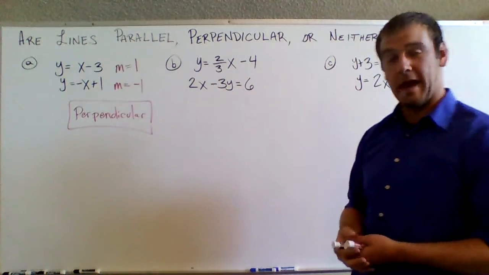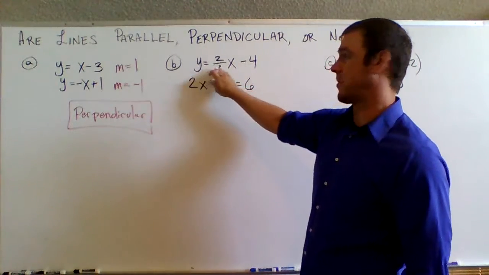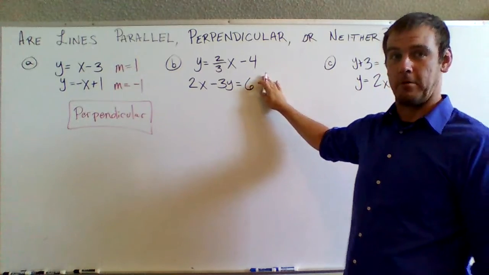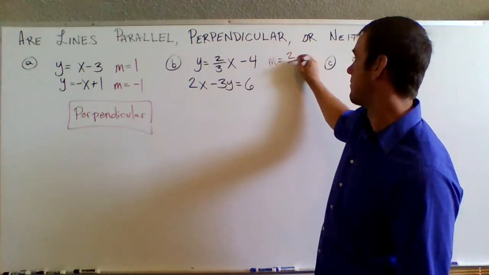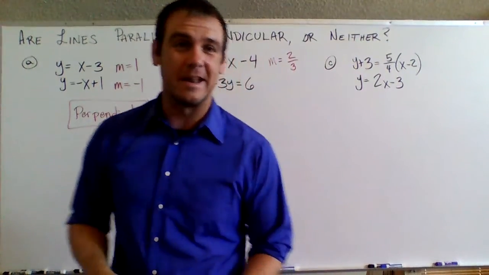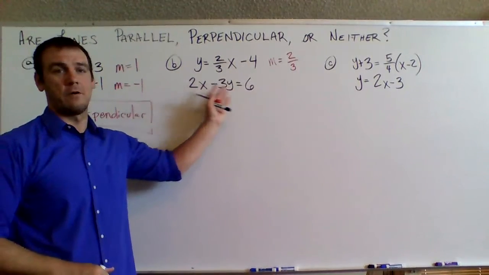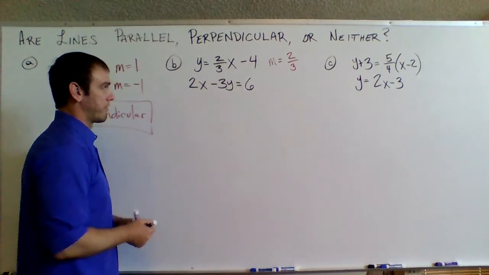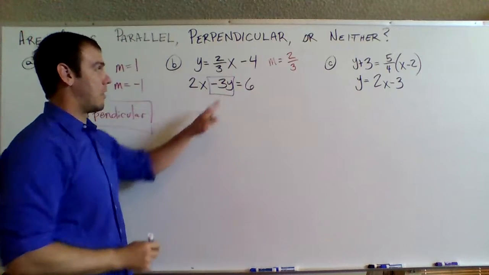For B, we're going to identify our slope again. So remember, this is y equals mx plus b right now, which is slope-intercept form. So that means our slope in this first one is going to be 2 over 3. My second one, though, I can't just look at it and figure out what the slope is. This is what we call standard form or general form of a line. It's not super useful, so what we want to do is solve for y, so I can get y by itself.